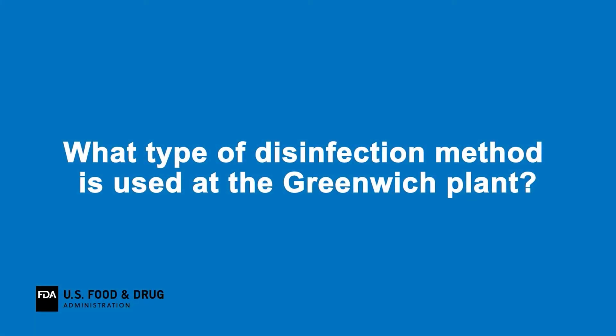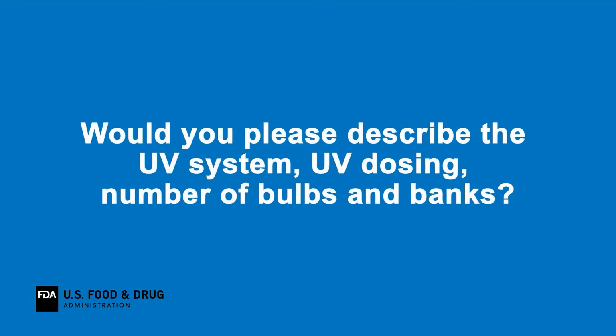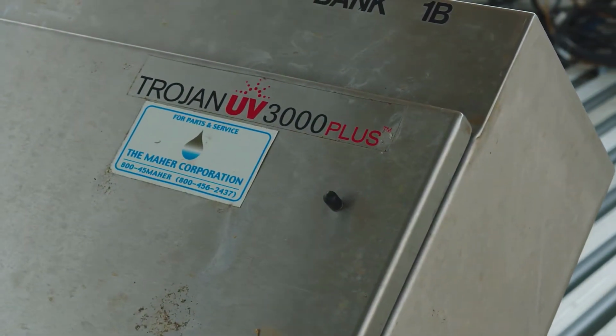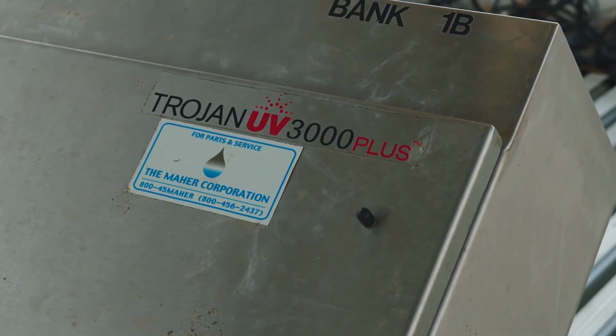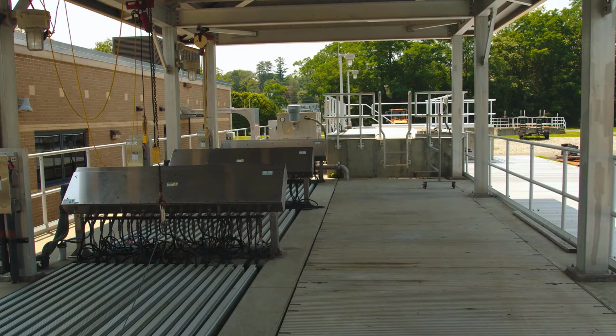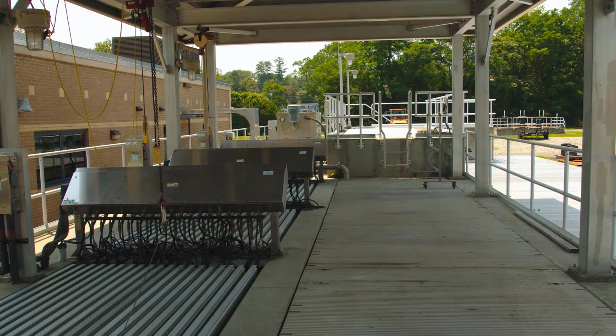So Alyssa, what type of disinfection method is used at the Greenwich plant? We use UV disinfection continuously on a year-round basis. Would you please describe the UV system, like the UV dosing, number of bulbs, and banks? We have a Trojan 3000 UV system with 3 separate banks, each consisting of 152 bulbs.